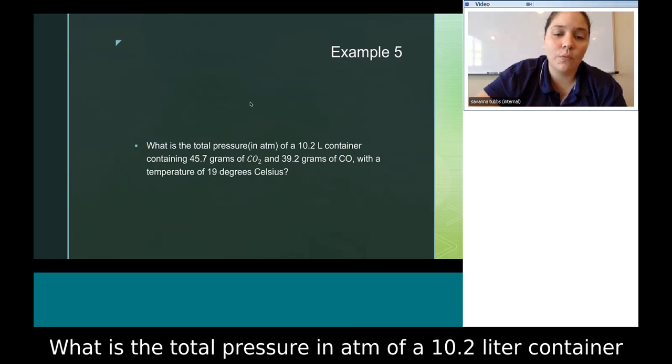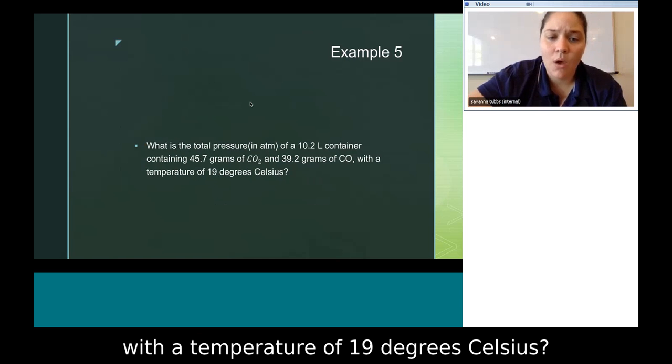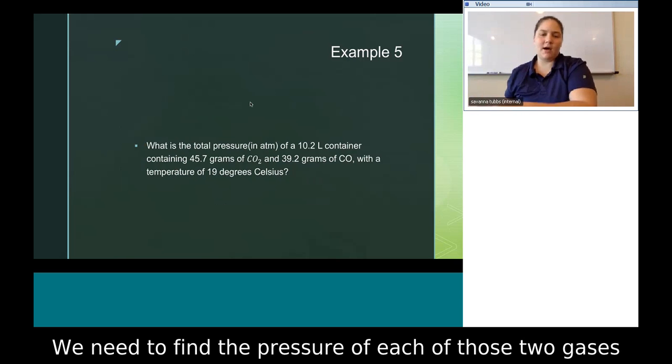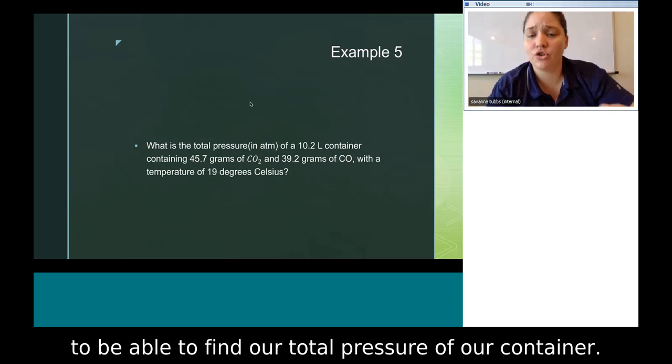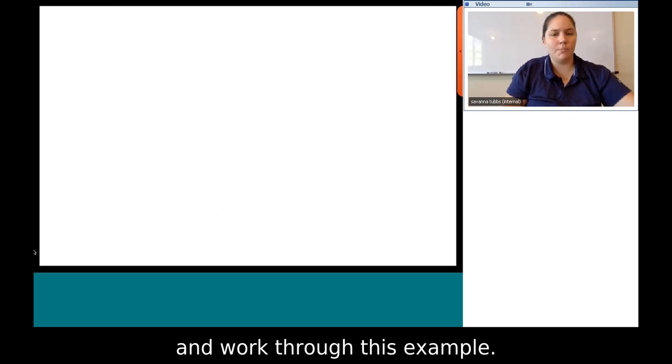What is the total pressure in ATM of a 10.2 liter container containing 45.7 grams of CO2 and 39.2 grams of CO with a temperature of 19 degrees Celsius? So right now we have two gases. We need to find the pressure of each of those two gases to be able to find our total pressure of our container. So, oops, let me go back, and we'll go over to our boogie board and work through this example.